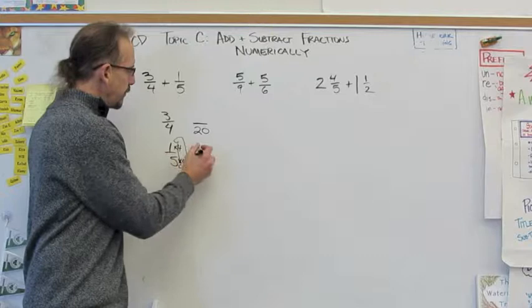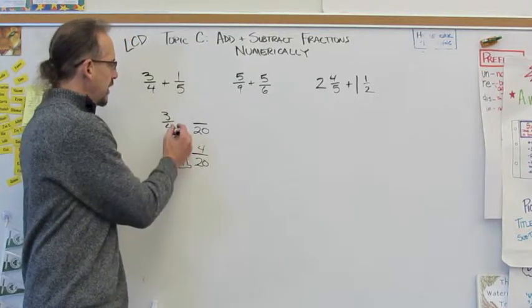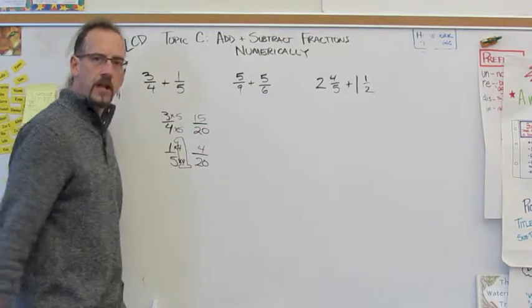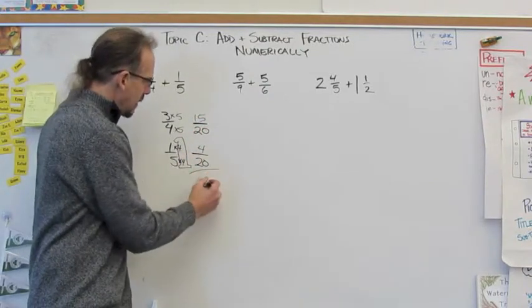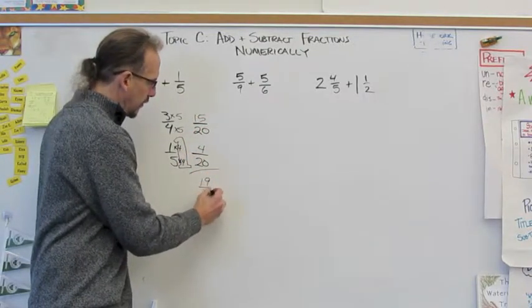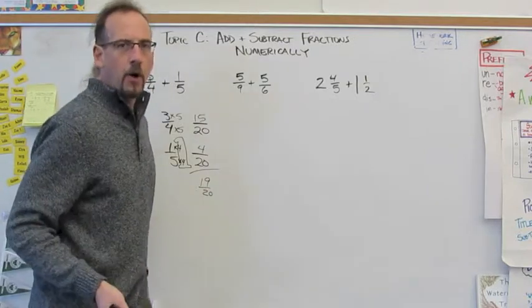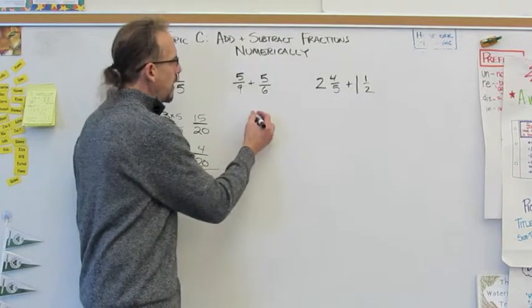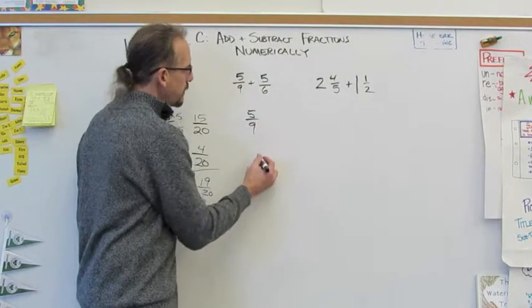So this would be 1 times 4, that would be 4/20. And this we're multiplying by 5 to get 15/20. And then we can easily add them and get 19/20. At the same time, we're helping kids to always think about simplifying. So here's a problem, same kind of thing.